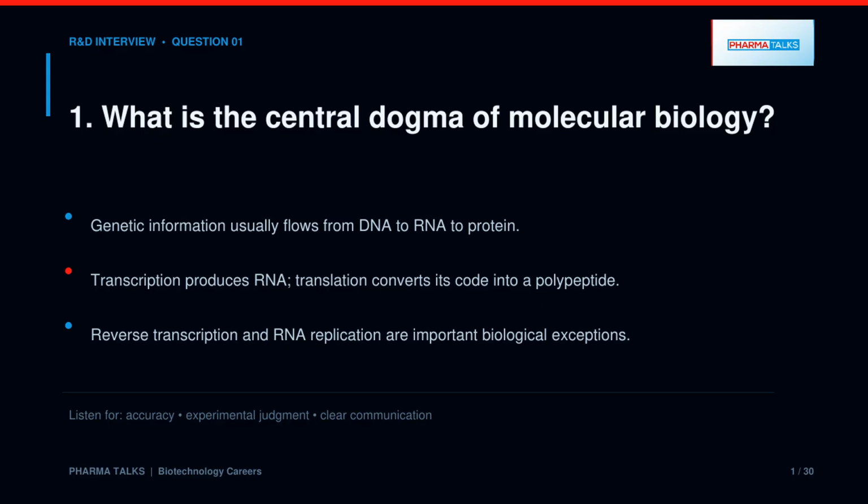The central dogma describes the usual flow of genetic information from DNA to RNA and then to protein. DNA is transcribed into RNA, and messenger RNA is translated by ribosomes into a polypeptide. In an interview, I would also mention important exceptions, such as reverse transcription in retroviruses, while keeping the core principle clear. Question 2. What are the main differences between DNA and RNA?